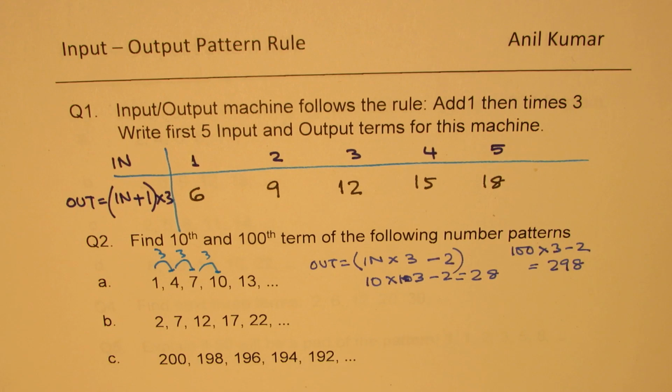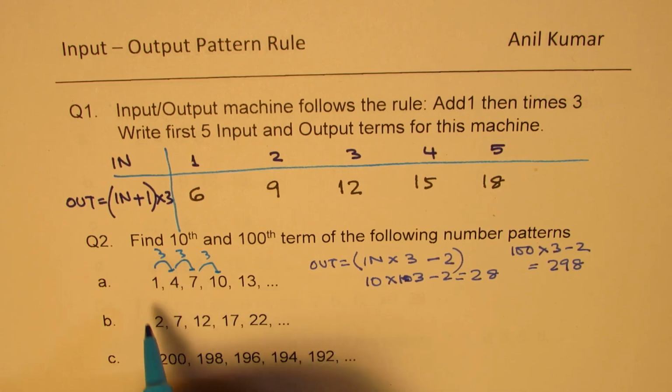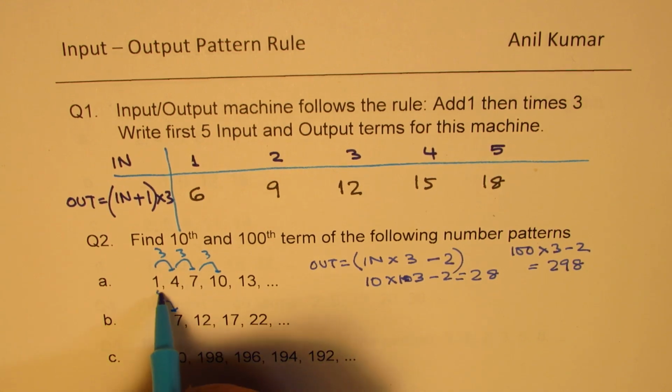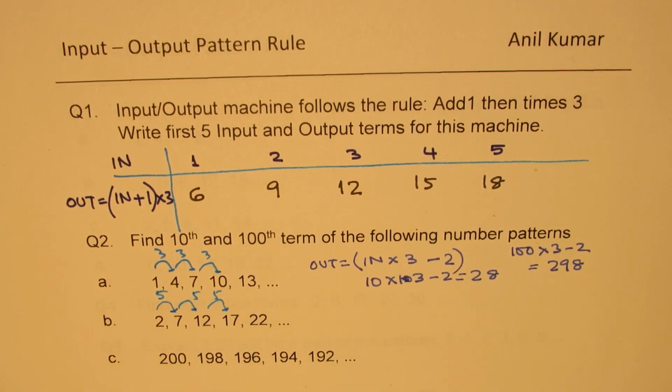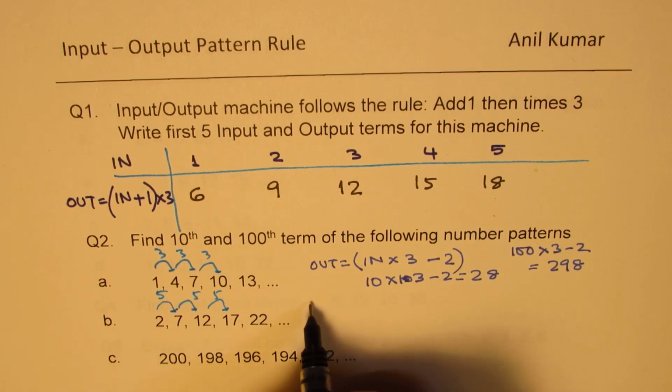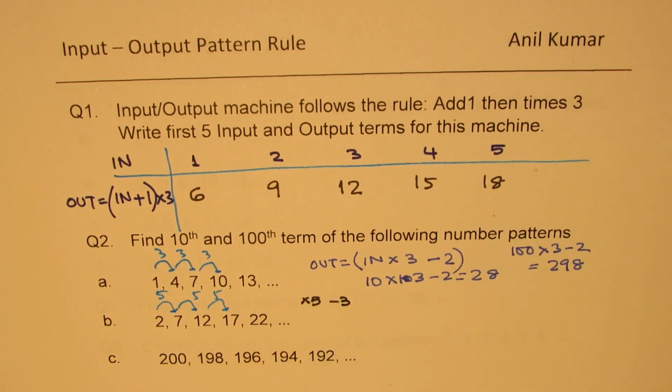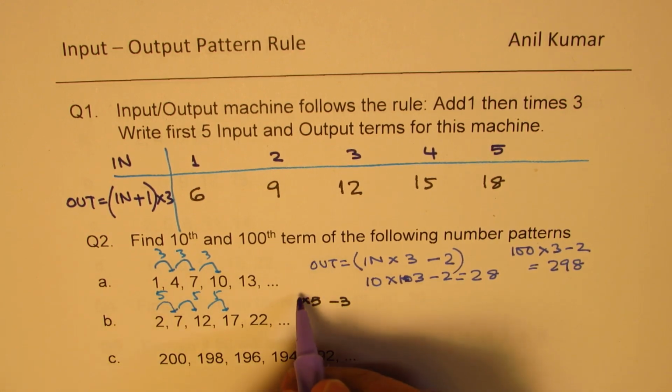The next one here is 2, 7, 12, 17. So we are going up by what number? This time it is by 5, correct? We are adding 5, and therefore the rule will involve 5. 5 times 1 is 5. How do I get 2? Take away 3, right? So the rule is times 5 and take away 3. So that becomes our input-output rule.